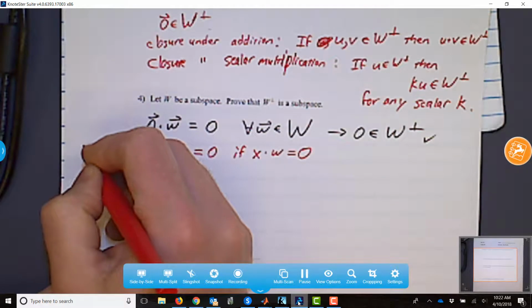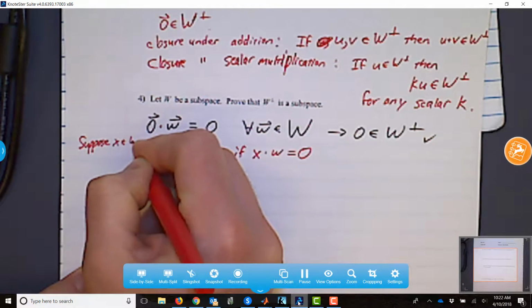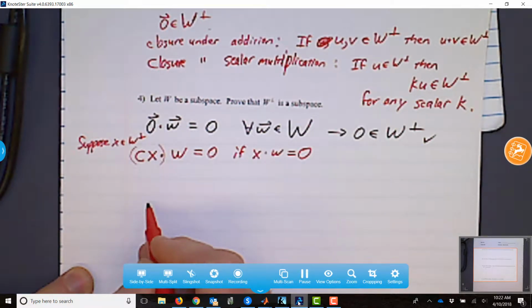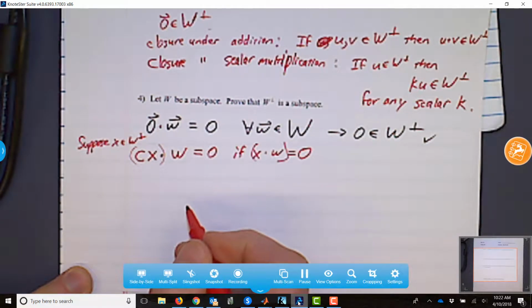Because we're saying that suppose X is in W perp. Is it true that Cx dot W is 0? Well, yeah, because if X dot W is 0, then you get it. That's right.